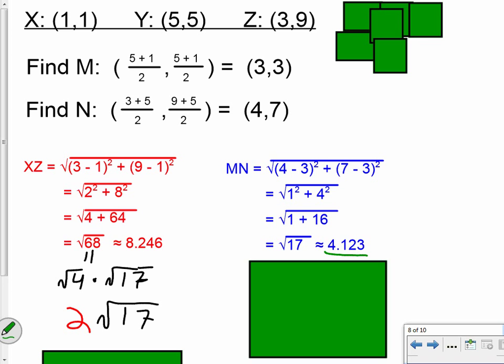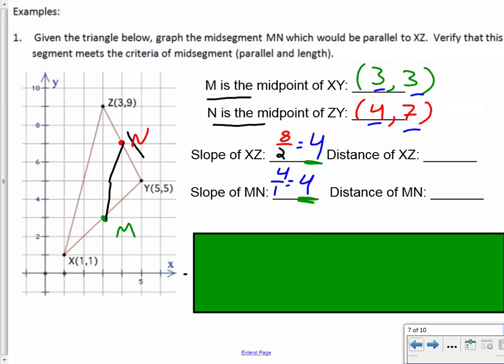Now notice, 4.123 would be half of 8.246. They're exactly half. And if you didn't believe me, if you said, well, if you look at all the decimals, we rounded, so you can't say they're exactly half. Well, in this case, this is 1 square root of 17. This one is 2 square roots of 17. So this one is, in fact, double what this one is. If it's double, the distance from X to Z is 2 square roots of 17, and this is only 1 square root of 17.